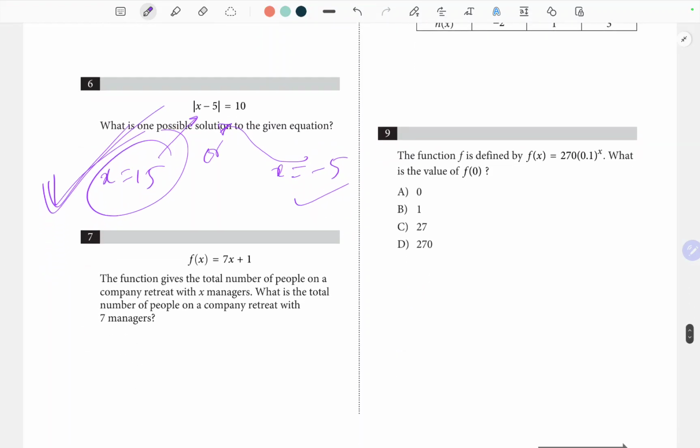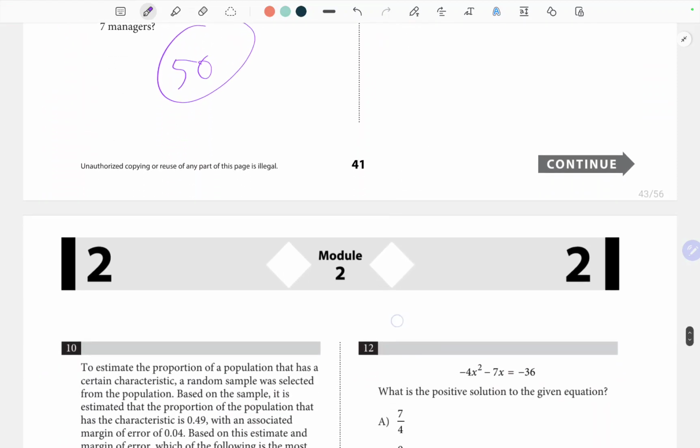f of x is 7x plus 1. The function gives the total number of people on the company retreat with x managers. What is the total number of people on the company retreat with 7 managers? 7 times 7, 49 plus 1, 50. Wow, this section is easy.